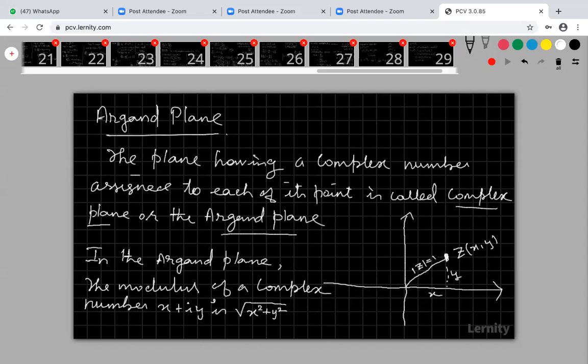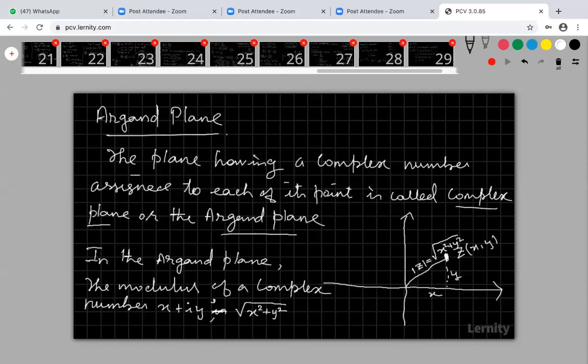So this is nothing but Pythagoras theorem. What is my Pythagoras theorem? The square of this side is equal to the sum of the squares of these two sides. That is Pythagoras theorem. So therefore this length, the modulus or magnitude, is defined as root of x square plus y square. So the modulus of a complex number x plus iy is nothing but root of x square plus y square.